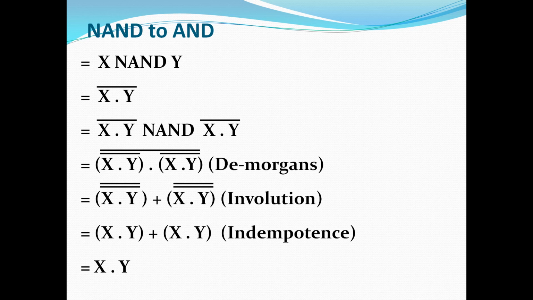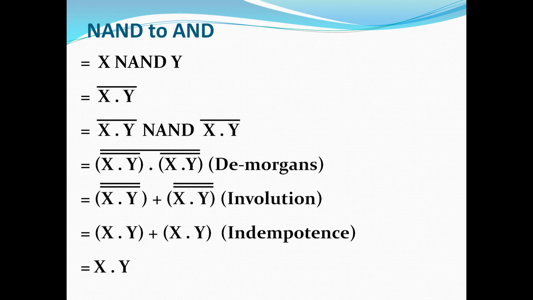Whenever the idempotence law states that x plus x equals x and x dot x equals x, it is possible to remove the duplicates. Normally, the idempotence law is mainly used to remove duplicates. So here two terms are the same.